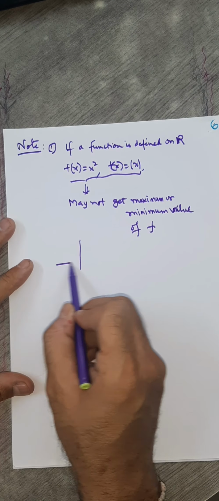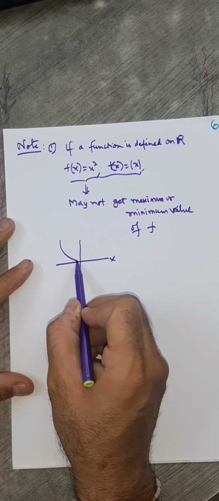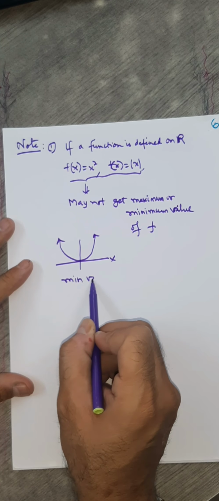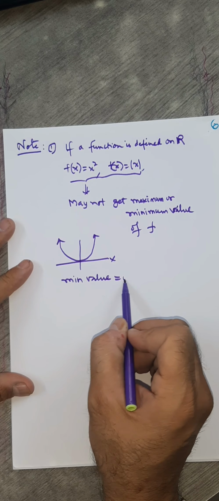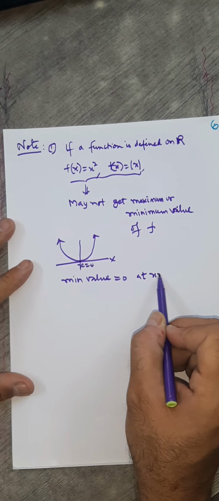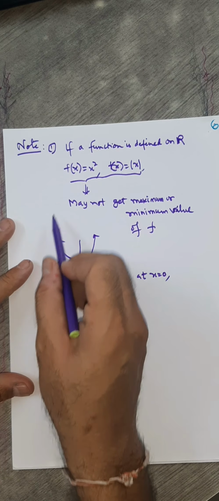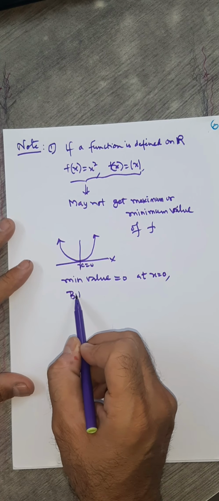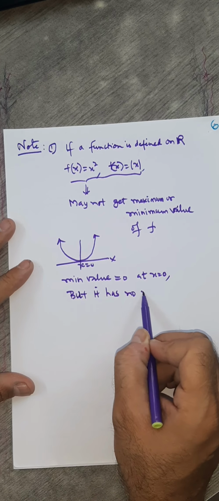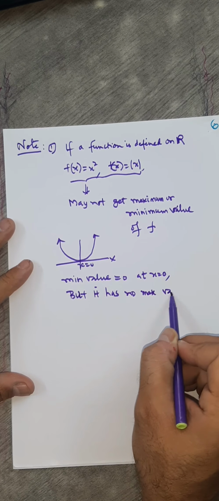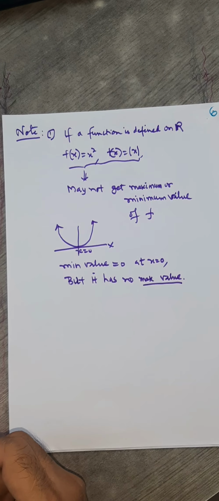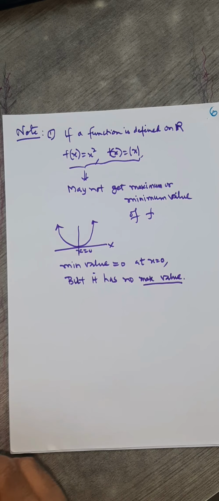Like you consider this parabola, okay? So here the minimum value equals 0 at x equals 0, but no maximum. The graph goes up, but it has no maximum value, in the sense of absolute maximum, remember.